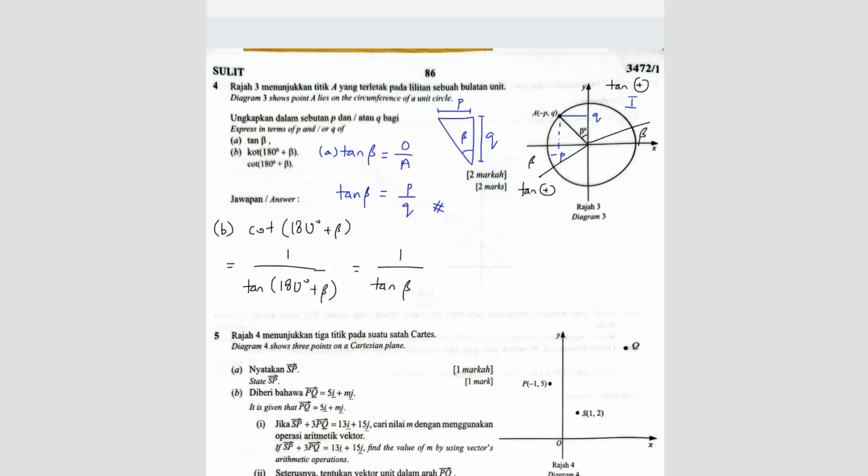Please try to understand this. So 1 over tangent beta. Tangent beta we already got from here, P over Q. So 1 over P over Q, the answer is Q over P. So this is your answer.